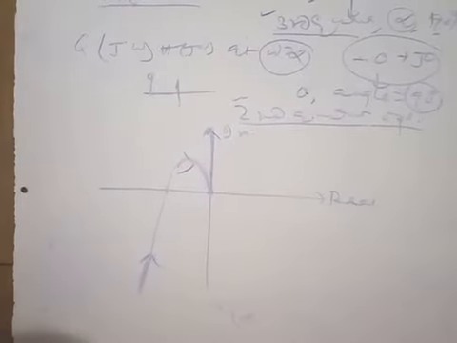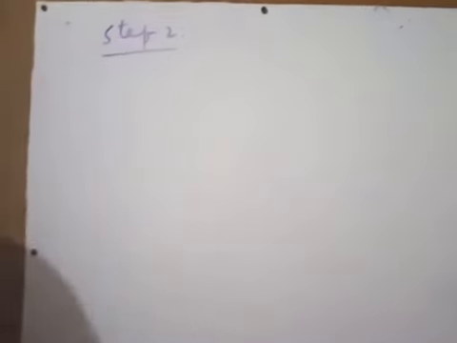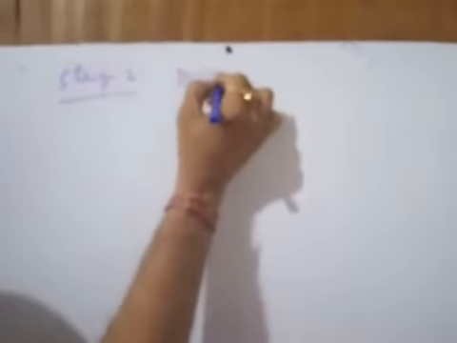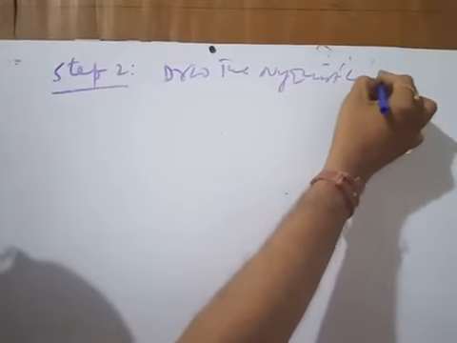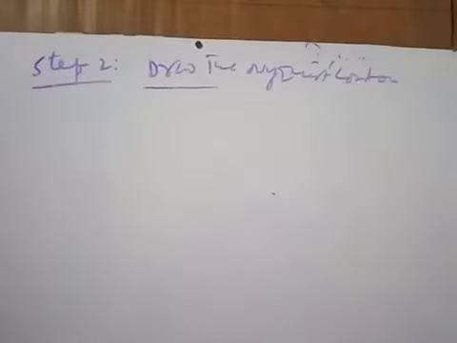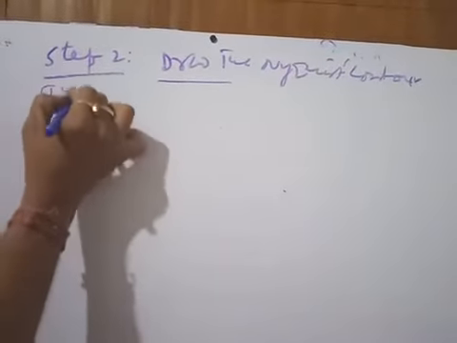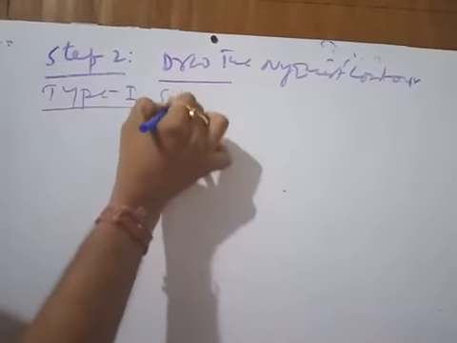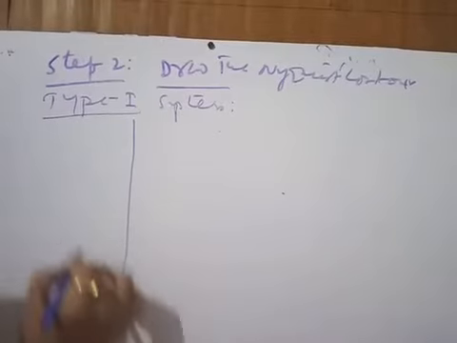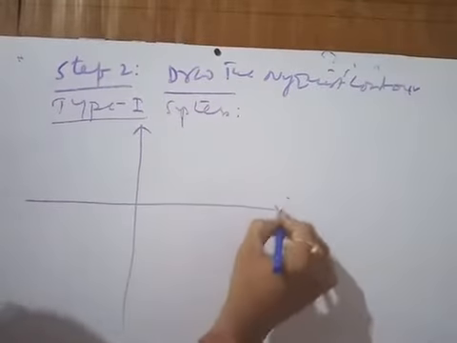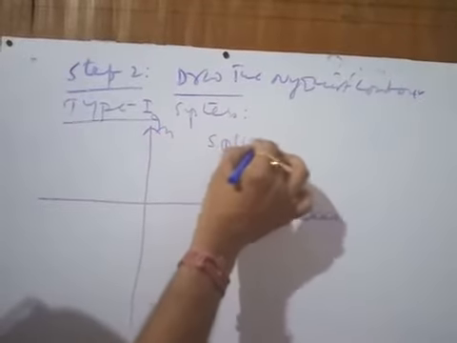Now we are going to the second step. Now go to step 2. What is step 2? Draw the Nyquist contour. While drawing the Nyquist contour, you have to keep in mind that this is a type 1 system, right? If this is a type 1 system, then the Nyquist contour will be as simple as that. This is your real, imaginary, and this is known as the S-plane contour.